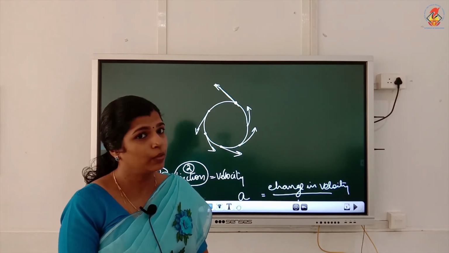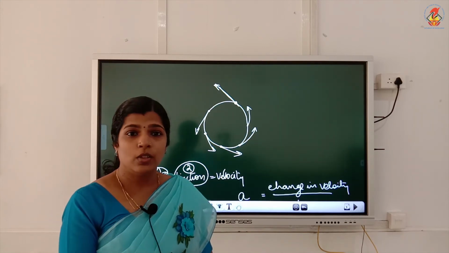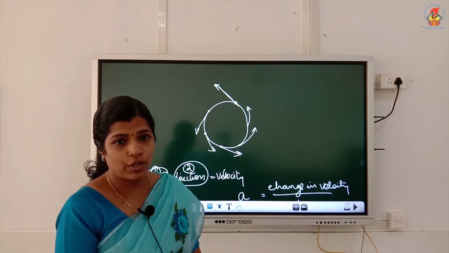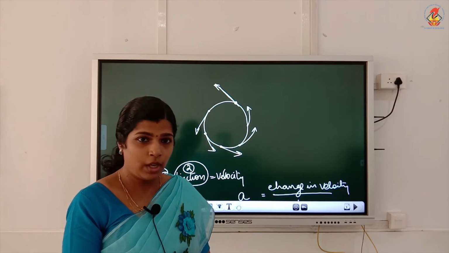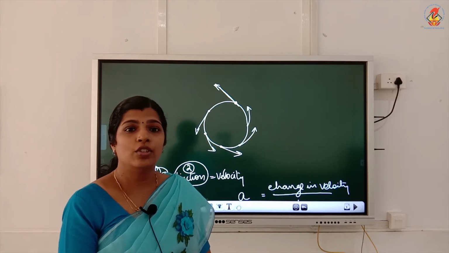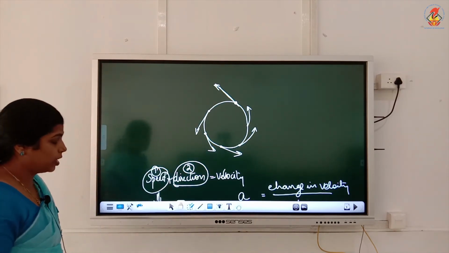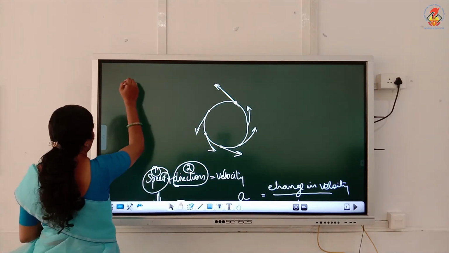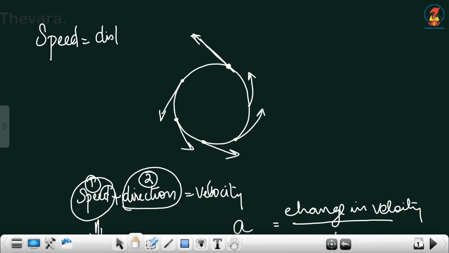If an object is moving in a circular path and centripetal force is not there, then the object will move in the direction of velocity at that point, that is along the tangent to the circle at that point. Now, we need to find the equation to find speed. What is the equation to find speed? Speed equal to distance by time.